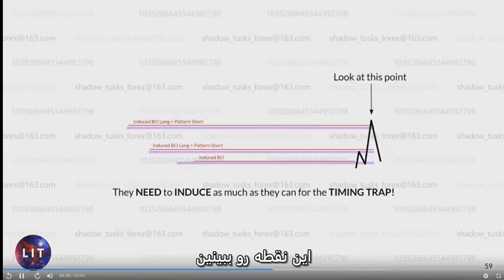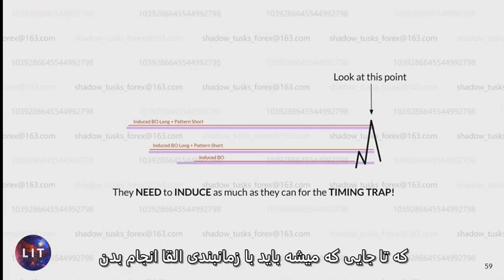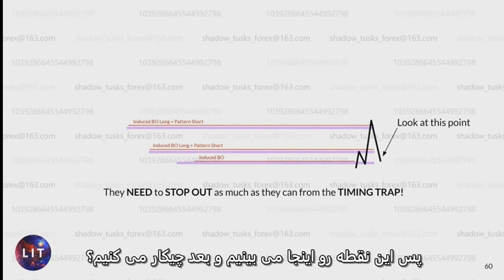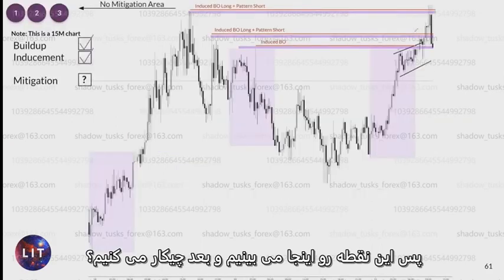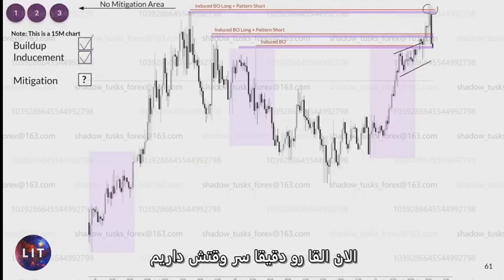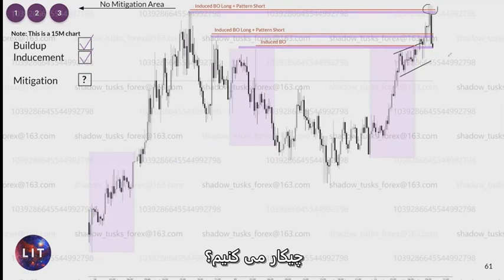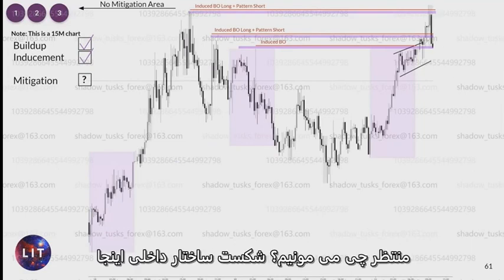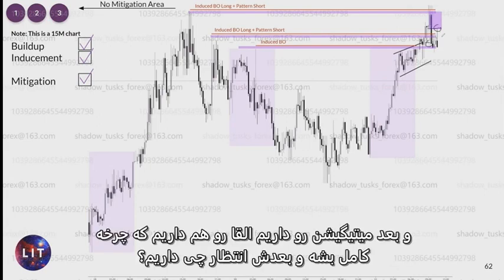So look at this point. That's the inducement trade in here. They need to induce as much as they can with the timing. So we look at this point in here. And then do what? So now we're having our inducement perfect to the minute. So what do we do? We wait for what? Internal break of structures in here, and then mitigation, the inducement to complete the cycle, and then what do you expect?